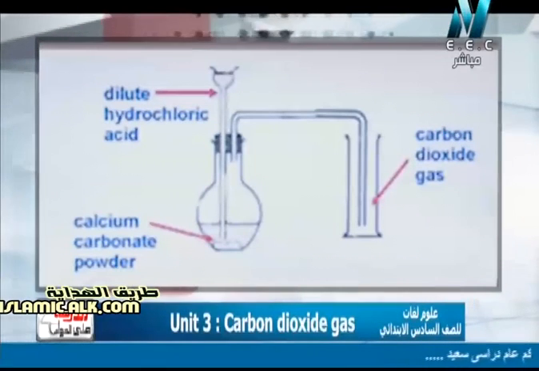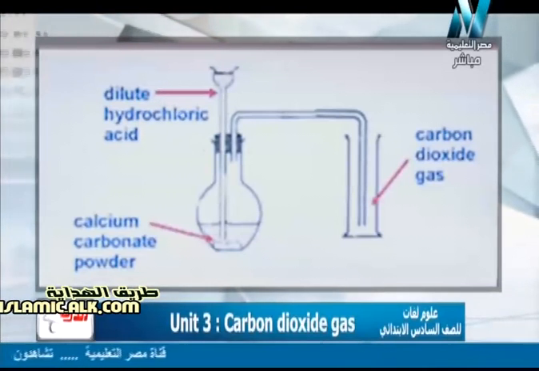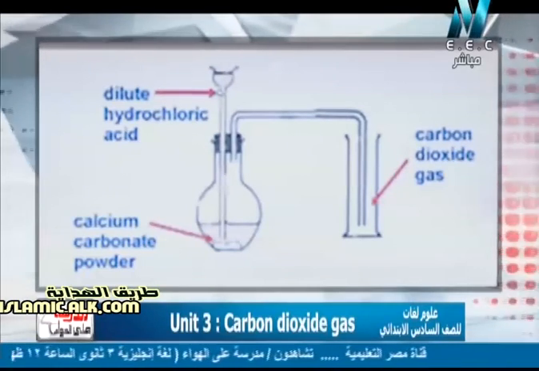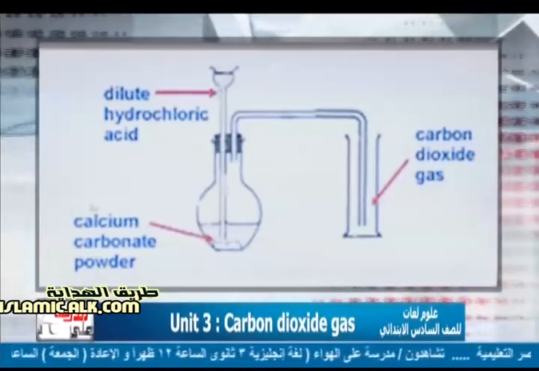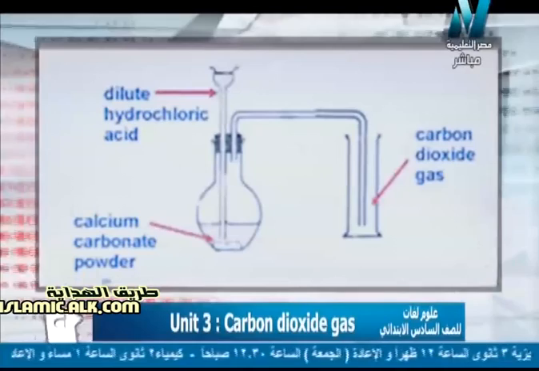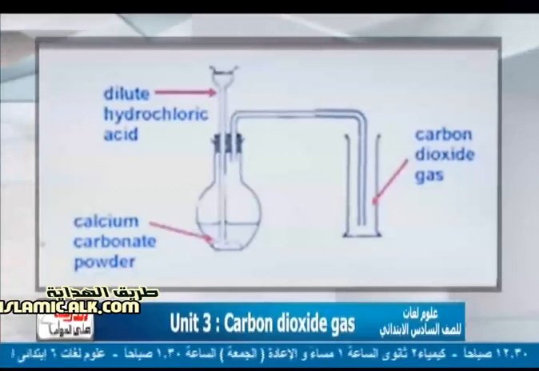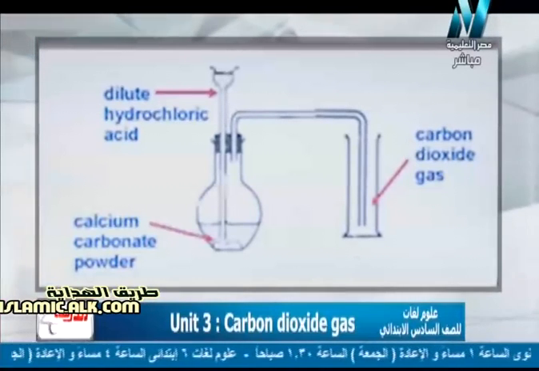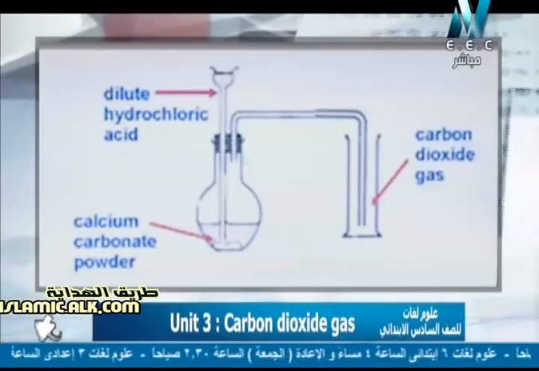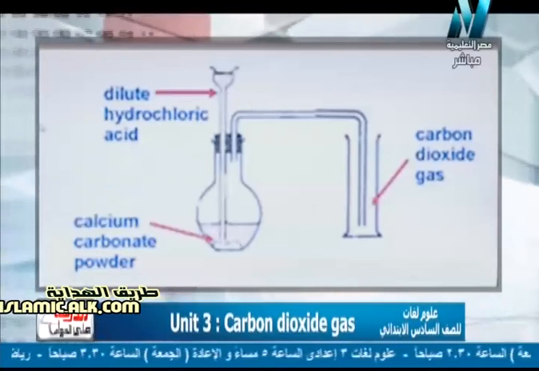This funnel contains dilute hydrochloric acid, or any acid available at home. If I don't have this acid at home, I can use vinegar, a very strong acid, in the preparation of carbon dioxide gas. So to prepare carbon dioxide gas I will use two substances: any acid available at home, such as vinegar, or a very important acid which is surely found in your lab, dilute hydrochloric acid. And also calcium carbonate, a powder; in its place I can use baking powder.